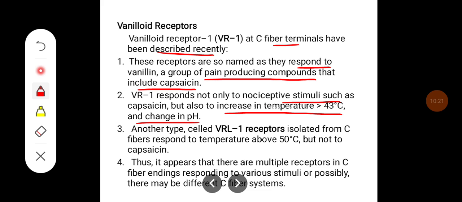Another type is called VRL1. These receptors, isolated from C fibers, respond to temperature above 50 degrees Celsius but not to capsaicin. Thus, it appears that there are multiple receptors in C fiber endings responding to various stimuli, or possibly they may be different C fiber systems.